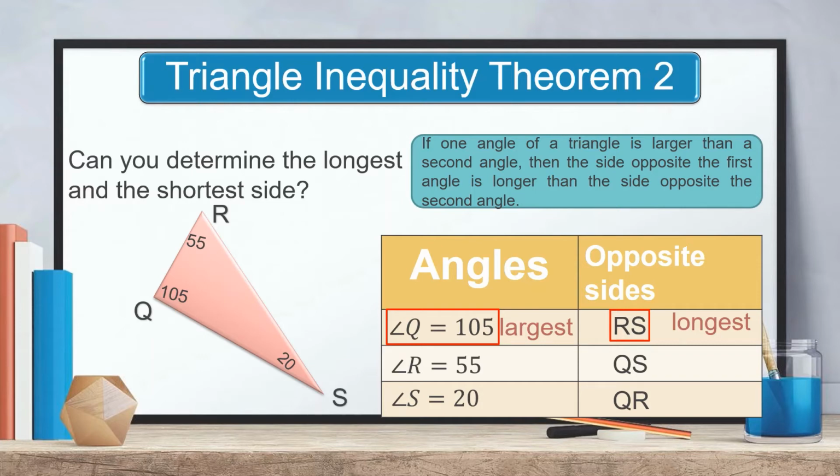Okay? Now, to identify the shortest side, hanapin naman muna natin yung smallest angle. Which do you think is the smallest angle? Okay, correct. Angle S measuring 20 degrees. This is the smallest angle. And opposite the smallest angle is the shortest side. So what do you think is our shortest side? Okay, correct. Side QR.